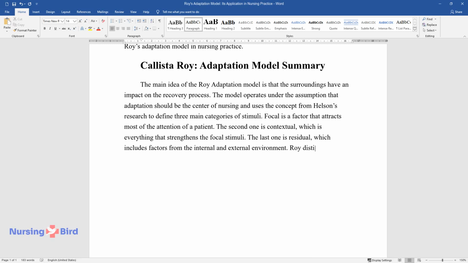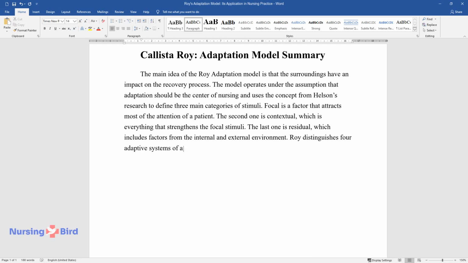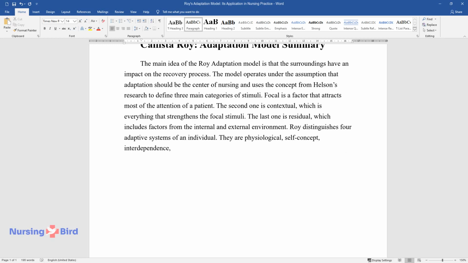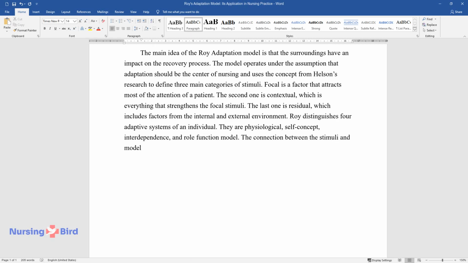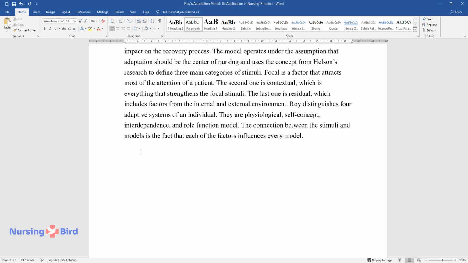Roy distinguishes four adaptive systems of an individual. They are physiological, self-concept, interdependence, and role-function model. The connection between the stimuli and models is the fact that each of the factors influences every model.